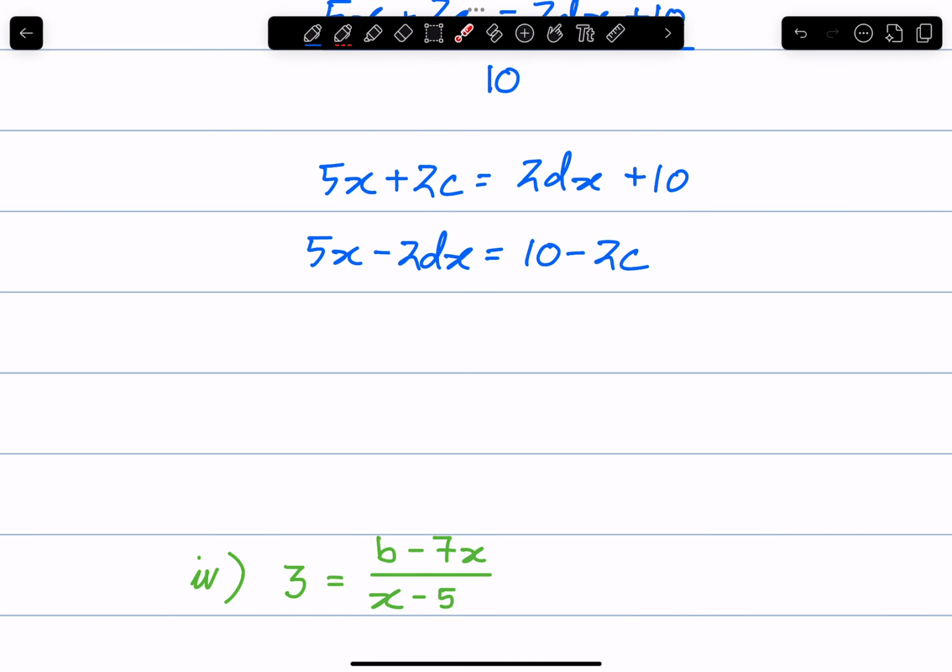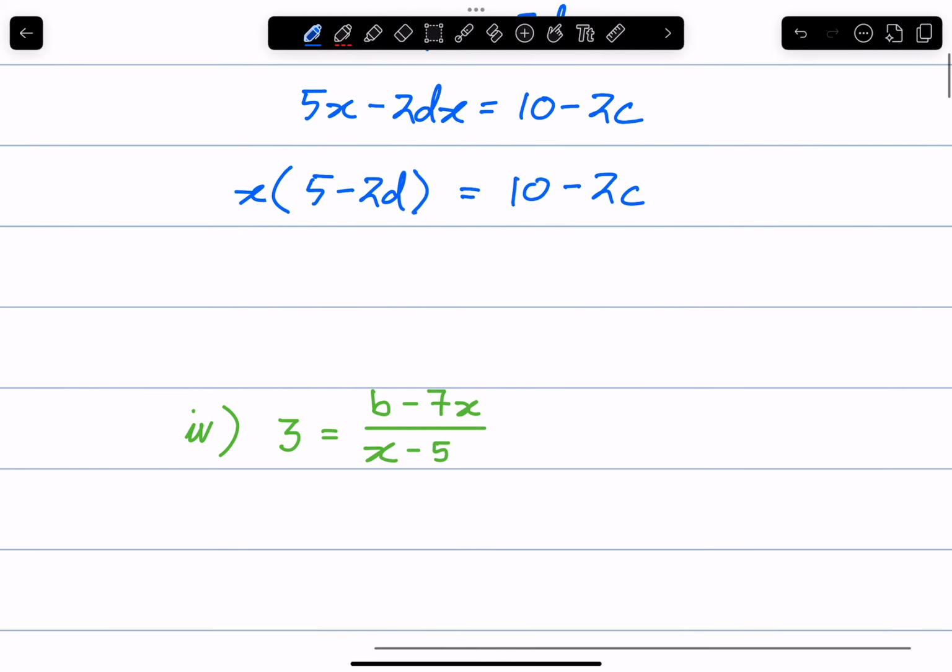We are now at the step where we have the same factor of x, so we can factorize that. So we get x outside of 5 minus 2d equals 10 minus 2c. And as we've seen before, since this is x times this group, we can divide by the entire group to give us x equals 10 minus 2c over 5 minus 2d.